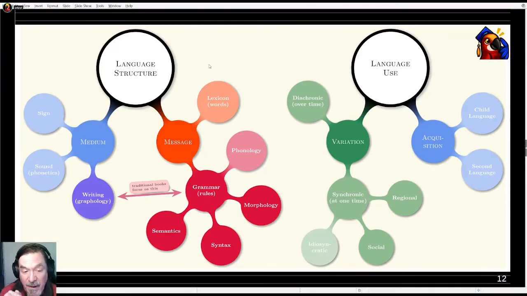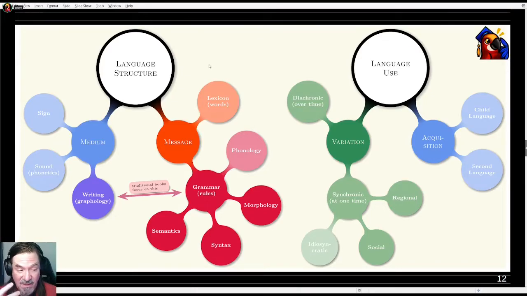When we're talking about morphology, we're basically talking about word parts, the components of words that bear meaning and how we assemble them into words. When we talk about syntax, we're talking about how we assemble words into larger units of meaning. And then when we talk about semantics, we're talking about meaning.